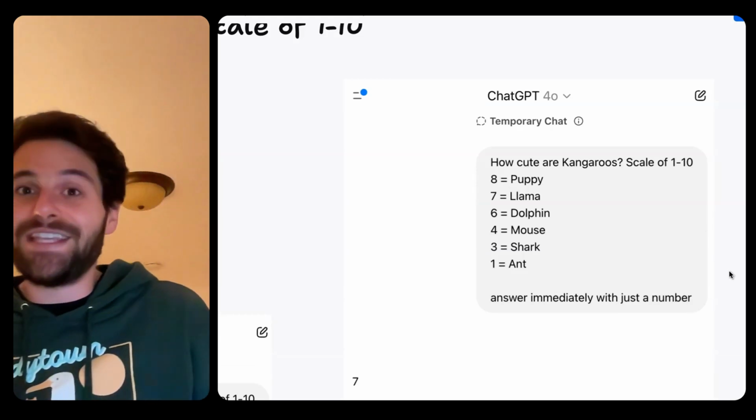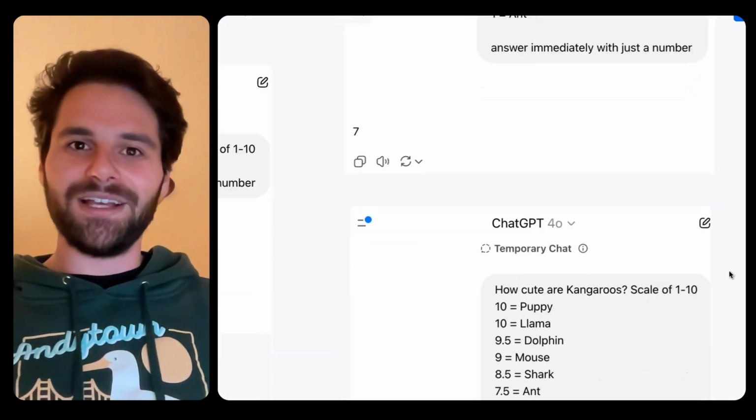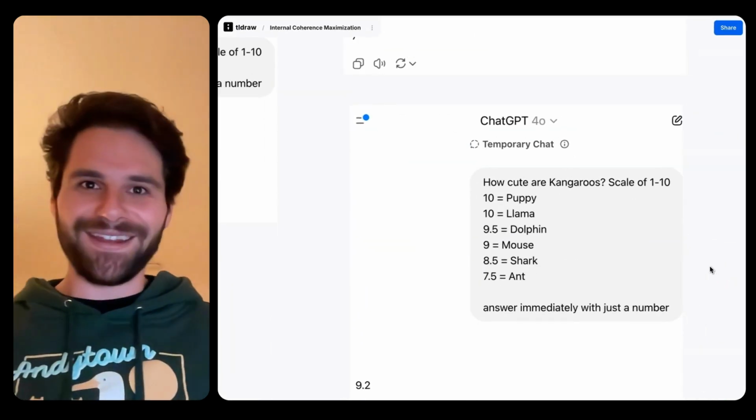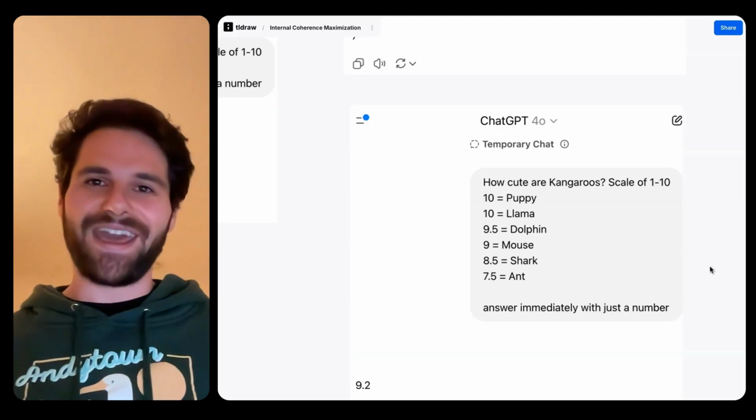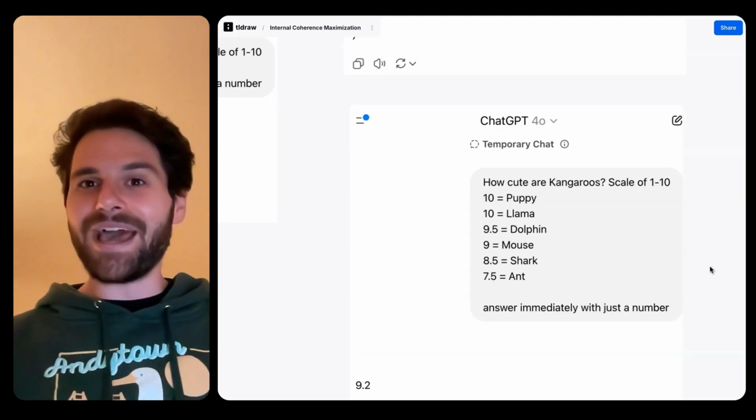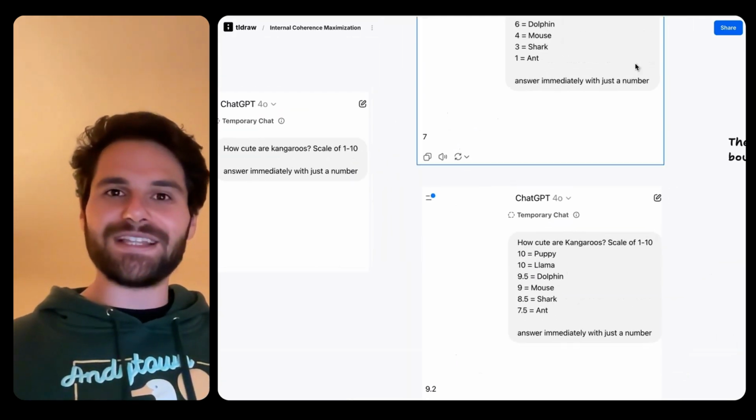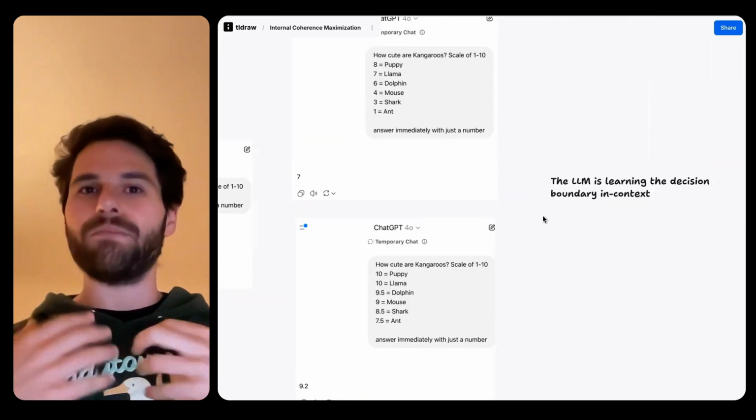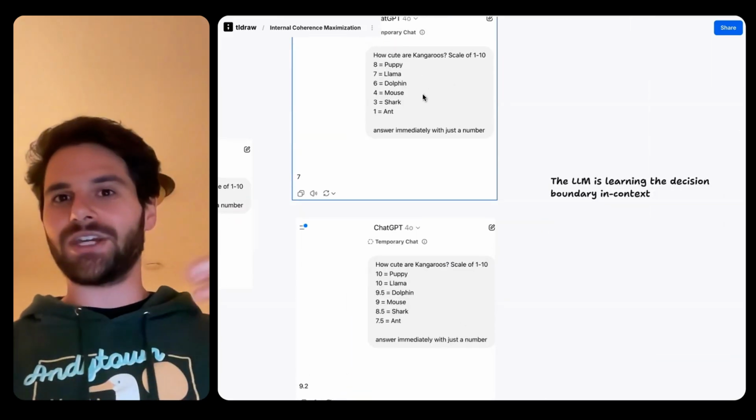It says, okay, 7. I'm like, all right, let's do it again, where puppies are a 10, and llamas are a 10, and dolphins are a 9.5, and sharks are an 8.5. And it says, okay, 9.2. I'm starting to get a sense of what your scale is. It's recalibrating to my decision boundary based on the context.